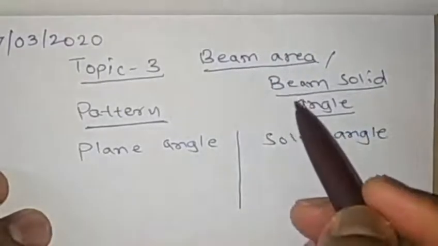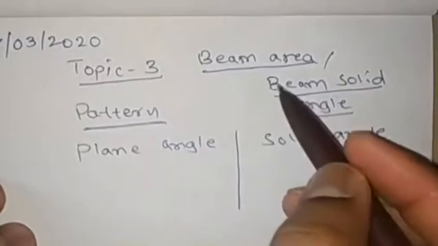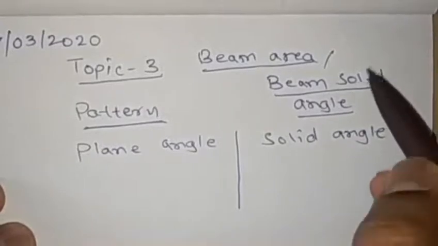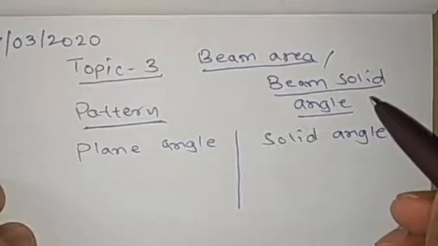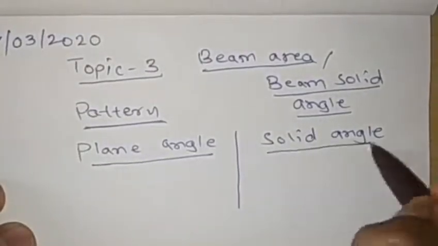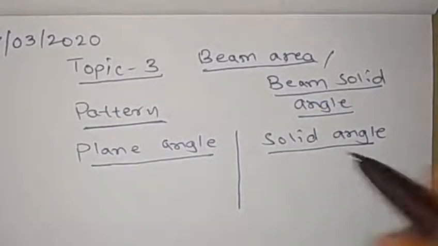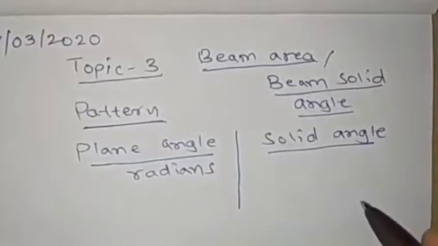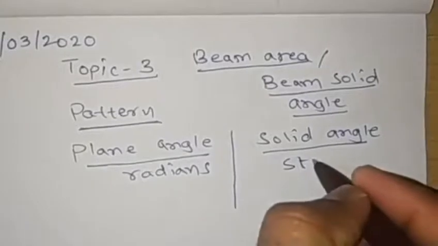However, the beam area of an antenna cannot be measured using a conventional method of angles, and therefore we need to go back and learn a concept from physics, which is plane angle and solid angle. Let's have a quick look at these two concepts. A plane angle is measured in radians, whereas a solid angle is measured in steradians.